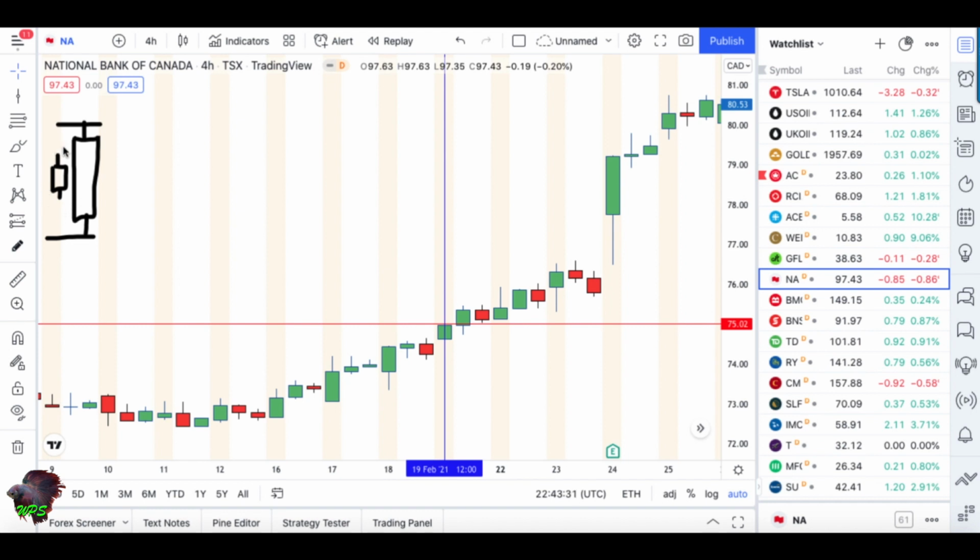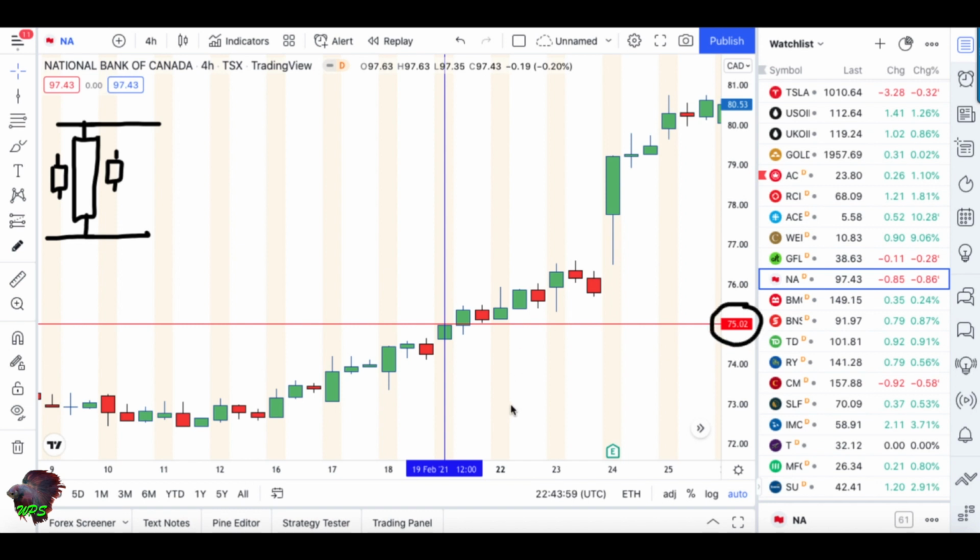The inside bar candle would be on the other side. So the newly formed candle, the candle that's within the previous candle. All right, so this is what we're looking at now. This is a breakout with the inside bar. So what do we have here? We have this level, 75.02.